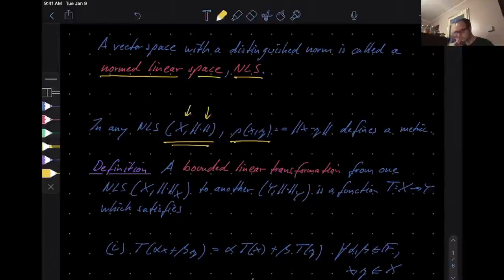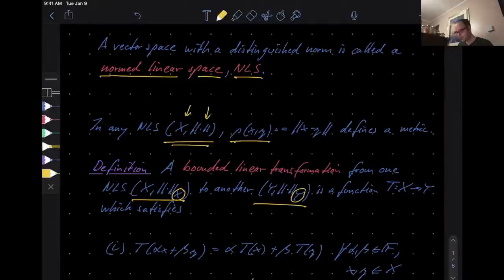Okay, here's the definition: a bounded linear transformation from one NLS. So now here, since I will be having 2 normed linear spaces, I will indicate that in my notation. So the norm on the first one, on the X space, gets a subscript X, and likewise the norm on the second one gets a subscript Y, right? So after all, those 2 don't have to be the same, okay?